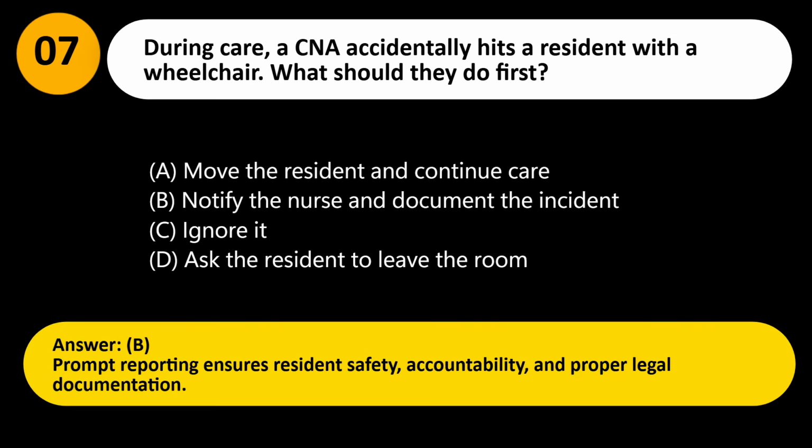Answer: B. Prompt reporting ensures resident safety, accountability, and proper legal documentation.